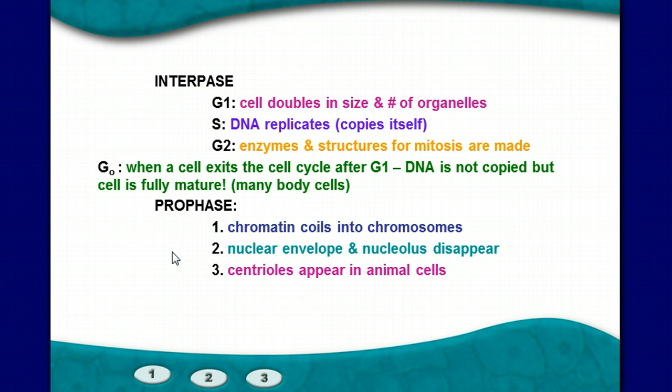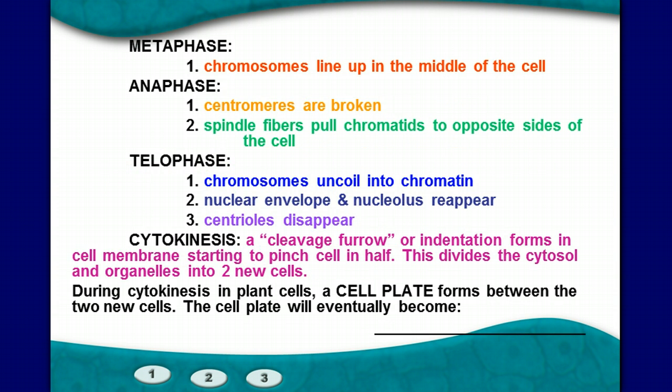You can see that the nuclear envelope and the nucleolus start to disappear, and then the centrioles begin to appear in animal cells and make themselves visible. Don't worry about what it looks like. We're going to look at a diagram on the next page, well, on the back side of your notes anyways.